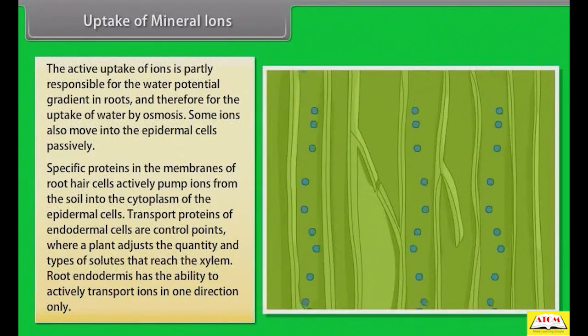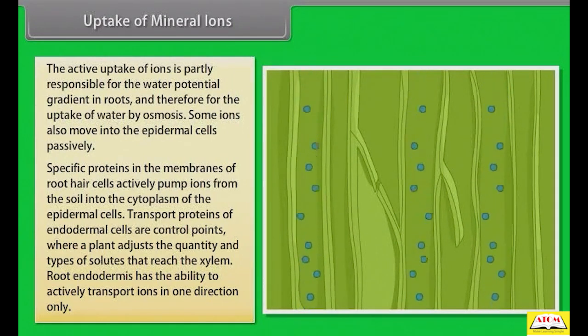Transport proteins of endodermal cells are control points where a plant adjusts the quantity and types of solutes that reach the xylem. Note that the root endodermis, because of the layer of suberin, has the ability to actively transport ions in one direction only.